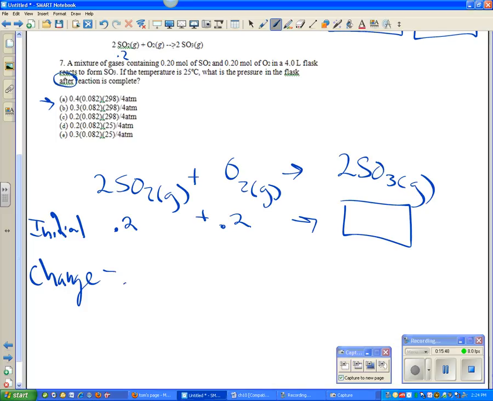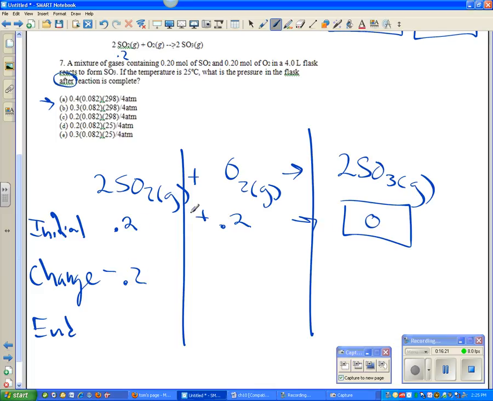Since you have the same amount, you do not have enough SO2, so this will run out and it will be completely consumed. So I'm going to put a minus 0.2. Then I'm going to put final. Sorry, I've got to change that or it won't work. I'm going to write end. This is something you'll learn in chapter 14, but we can apply it here. These are called ICE boxes. I'm going to write a line right here, and right here. When you start, you have 0 of your product. You have 0.2 of that, 0.2 of that.